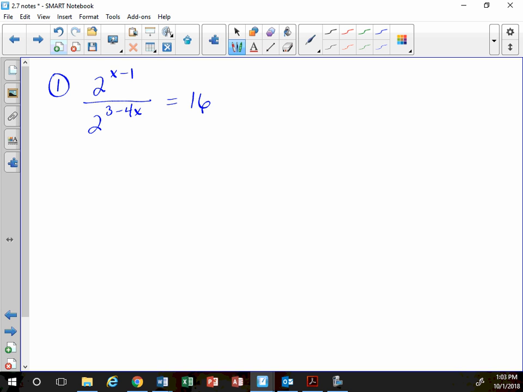You do not need to use any logs or natural logs or anything in this one. You can make the bases match. Are you stuck, Chris? Okay, I think on this side, these are the same base. What if I give you?